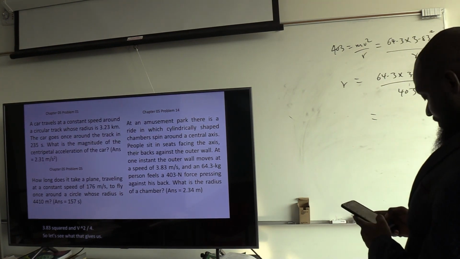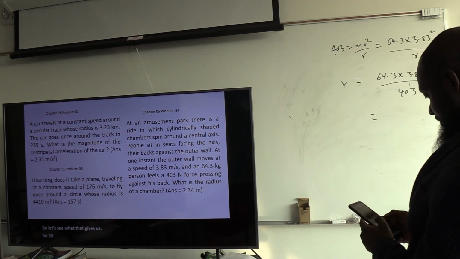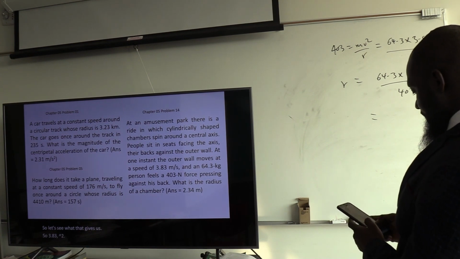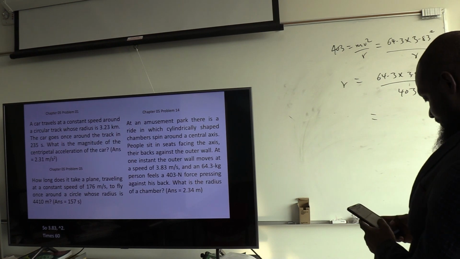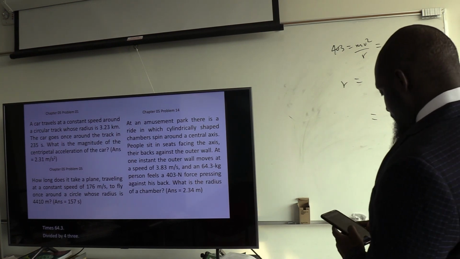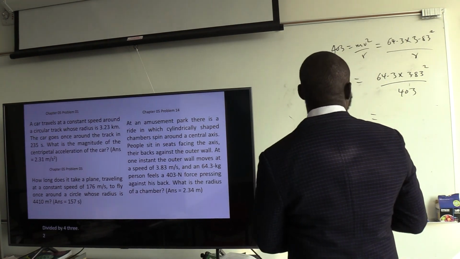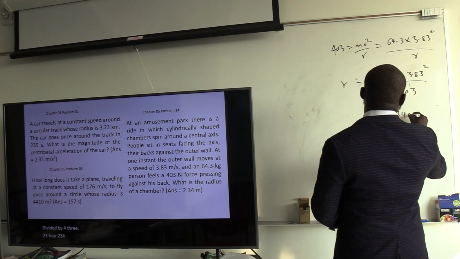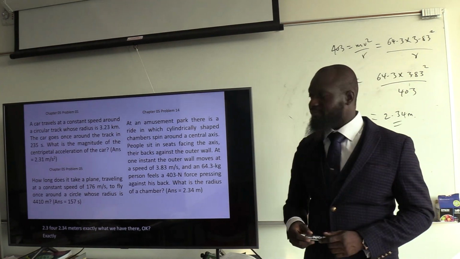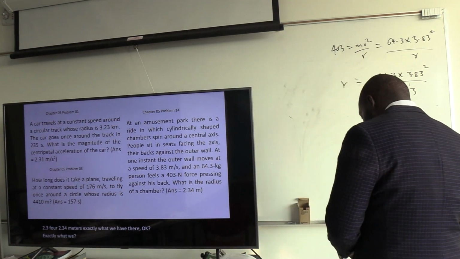So 3.83 squared times 64.3 divided by 403. 2.34 meters. Exactly what we have there, okay? So that's the answer for that. Next problem.